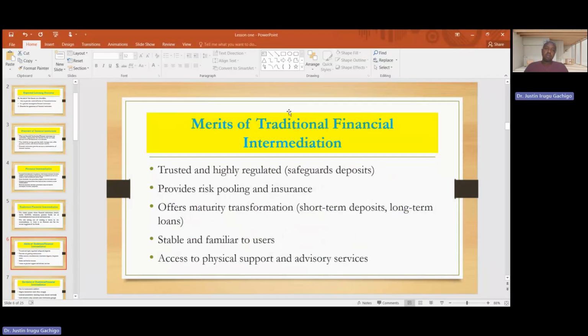Access to physical support and advisory. So in the traditional financial intermediation, you are able to walk into a bank, the branch that is near you, and you can be offered support or any advisory services, as compared to the technological financial intermediation where you just apply for a loan through the mobile phone. In fact, you don't even know the physical location for those particular financial intermediaries.